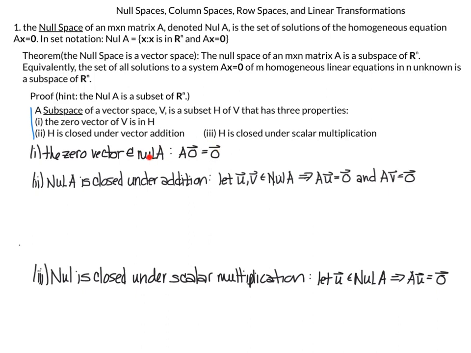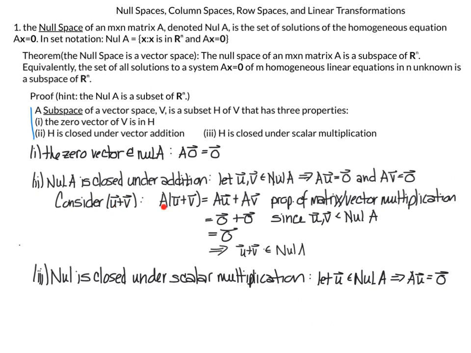The first statement, the zero vector is in the null space of A, is almost trivial. A times the zero vector in Rn is always going to equal 0, because A times any zero is going to be 0. The next thing we need to show is the null space of A is closed under addition. So we start by taking u and v in the null space of A. That means Au is equal to 0 and Av is equal to 0. And we want to consider what happens when we add u and v together.